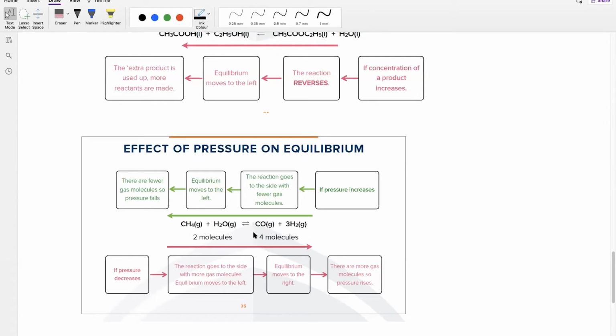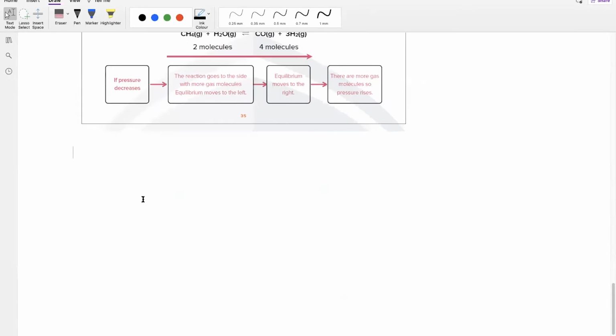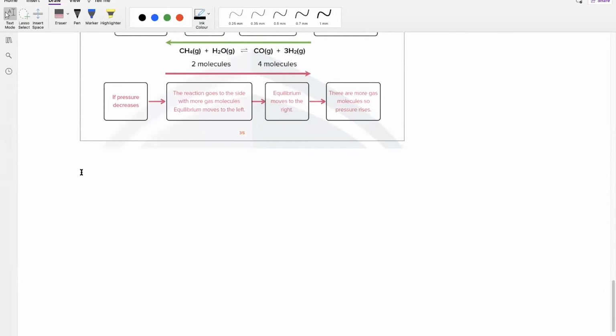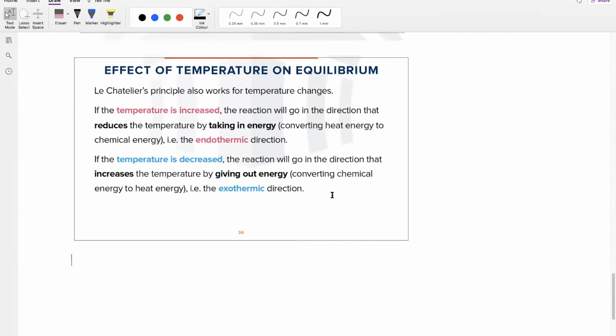But LCP is still there. LCP says that as you increase something, the system tries to decrease it. So the system is always going backwards compared to whatever you're doing. Now, the third factor that affects it is temperature. And temperature is pretty simple. If you increase the temperature, you're giving them more energy, which means it will try to absorb that energy and go into the endothermic side, whatever that is.